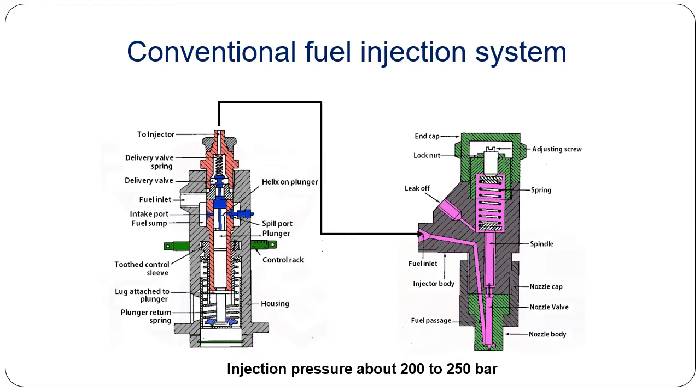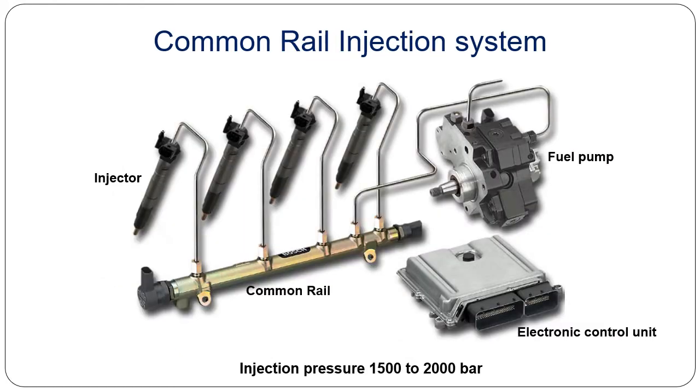So since you are using lower pressures, atomization is not very high, and this will lead to improper combustion leading to increase in emissions. Now in current engines we have a system which is called common rail injection system, where the injection pressure which is used is around 1500 to 2000 bar, which is quite high, 10 times more than the conventional systems.